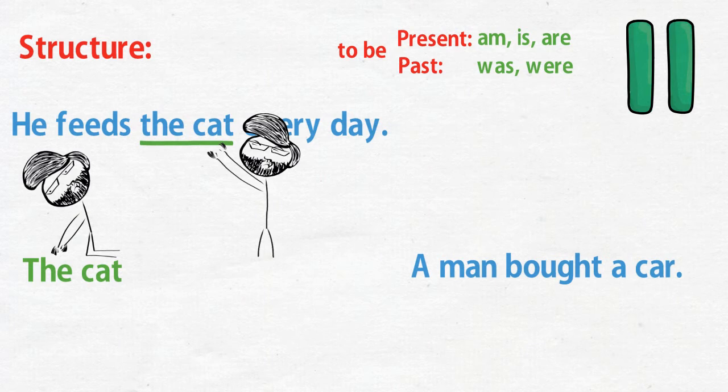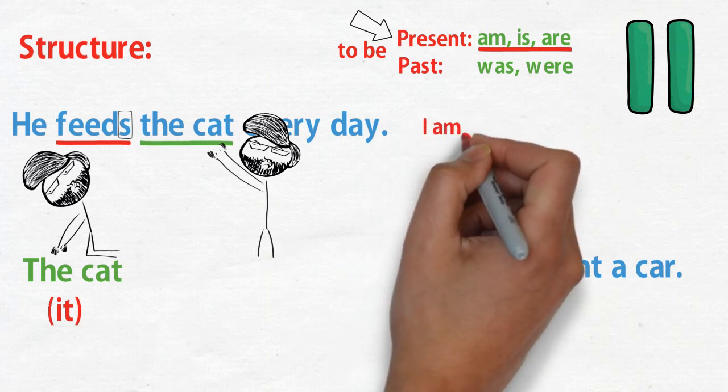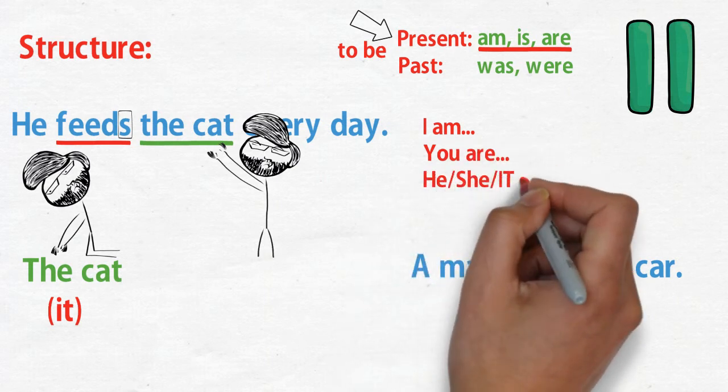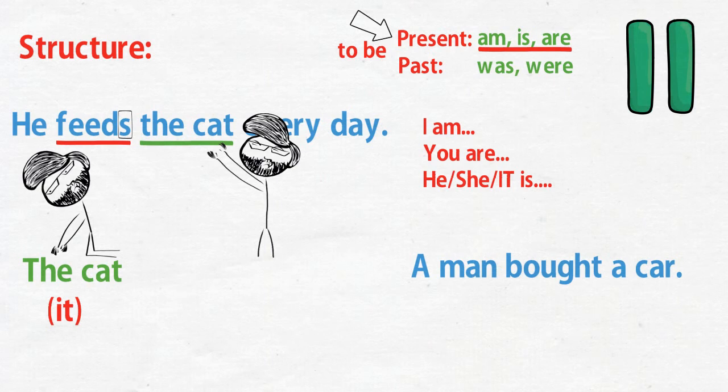Look at the original sentence, find the main verb. It's the verb feeds. Now, this S symbolizes present simple. So we will pick one of these three. Now, the cat is the third person singular, the so-called it, from he, she, it. So we go I am, you are, he, she, it is. And there you go.